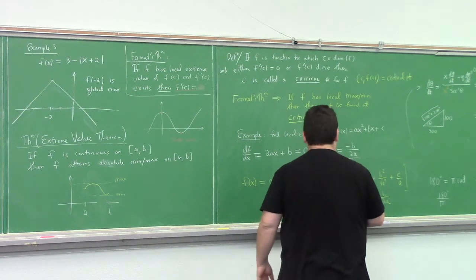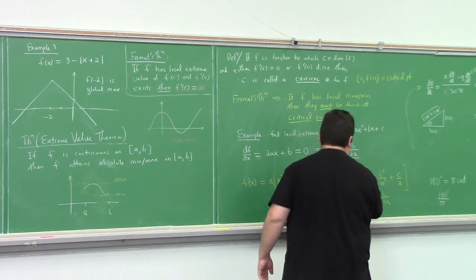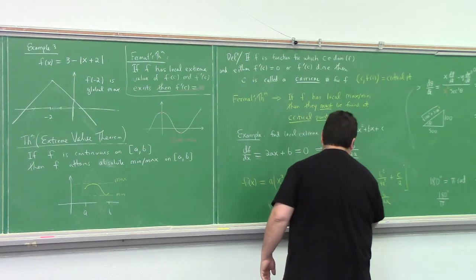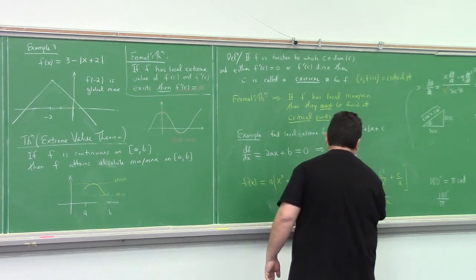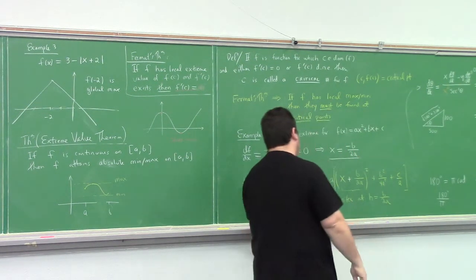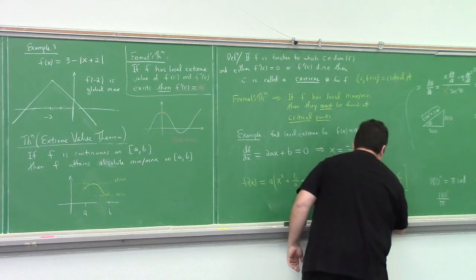Oh, man. There's no plus here. There's no minus here. That's supposed to be a plus. I do this sometimes. So the vertex is at minus b over 2a.